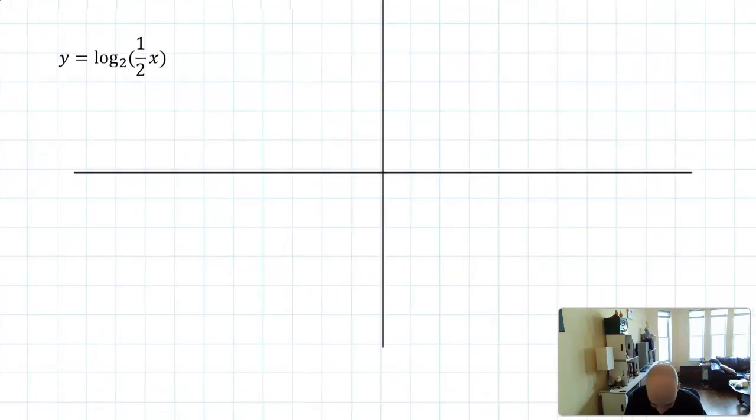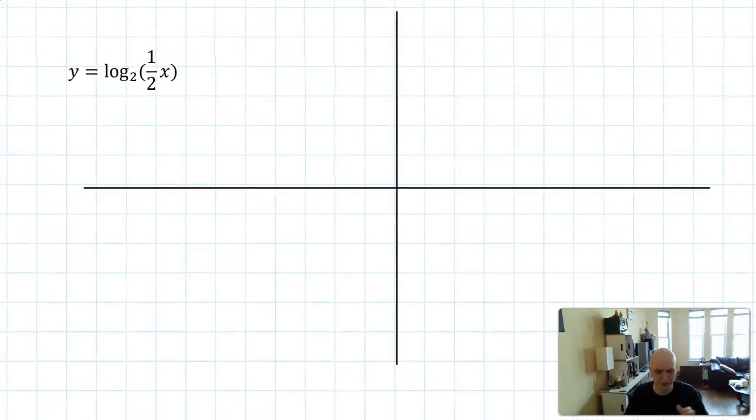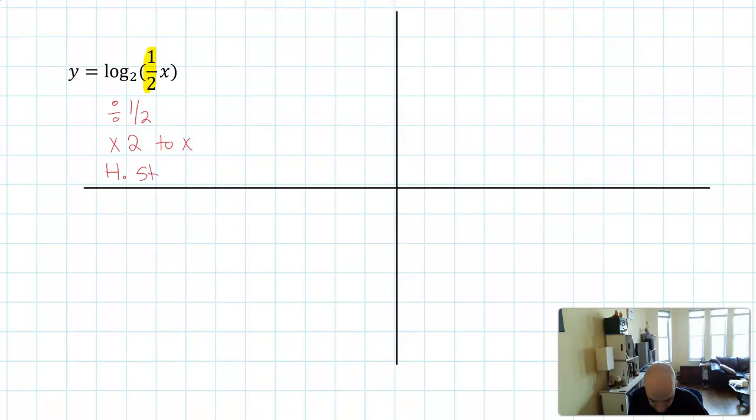All right, here's a fun one. It's only a single transformation, but it's one of these tricky ones. It's, again, one of these dreaded input transformations. So we have log base 2 of 1/2 x. And remember that when we have a coefficient on x, we're actually going to divide all the x values by 1/2, which is the same as multiplying by 2 to all the x values. So this is actually a horizontal stretch by a factor of 2 of this log graph. Luckily, that's the only transformation that's going on.